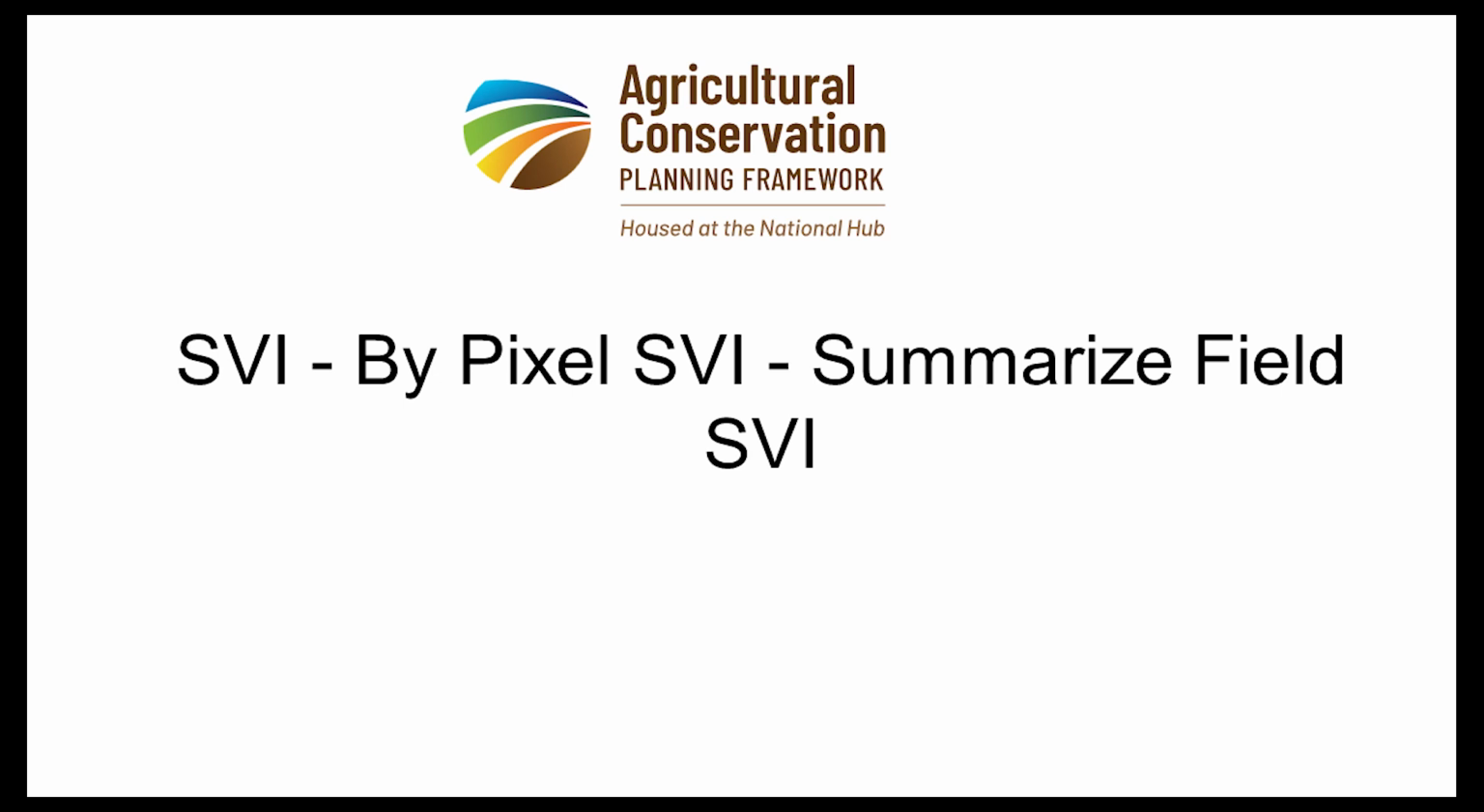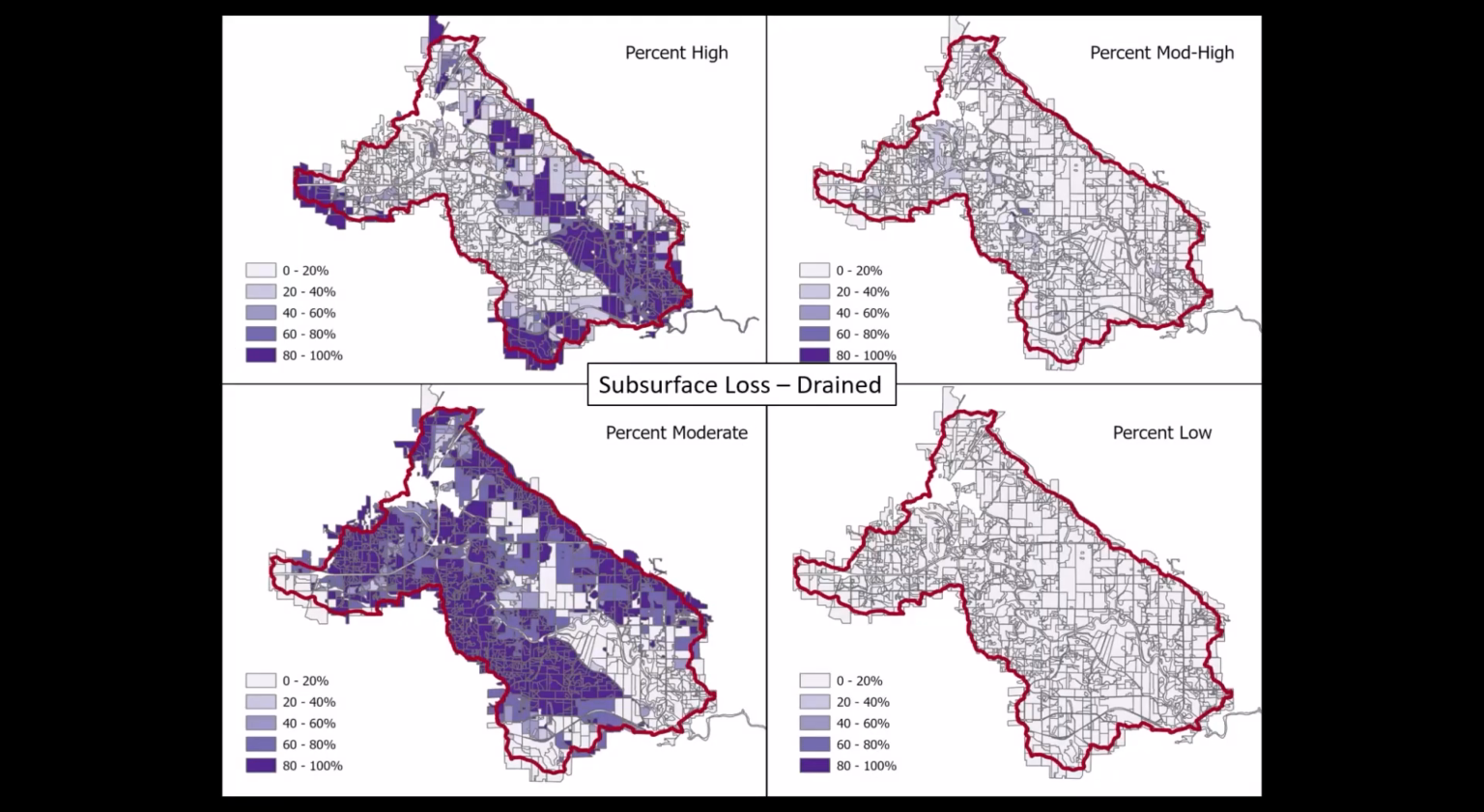In this video, we're going to discuss the Summarize Field SVI tool. This is the fifth and last tool in the soil vulnerability section of the ACPF Toolbox, and the last bipixel SVI tool. The Summarize Field SVI tool generates an output table summarizing the distribution of SVI vulnerability within each field, as determined from the bipixel SVI vulnerability surfaces.